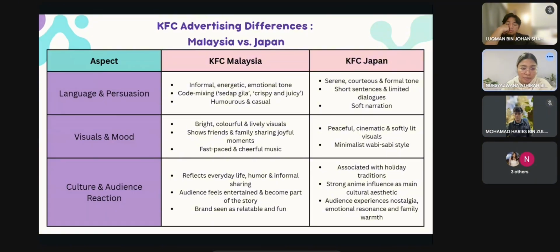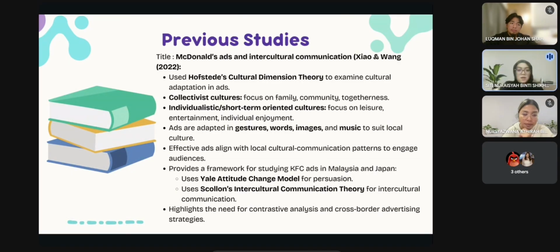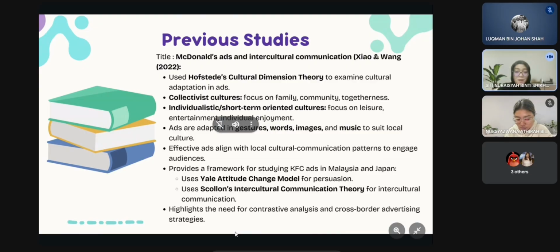So next, the next one is a review of the previous studies. Firstly, we look at the previous research conducted by Xiao and Wang in 2032, who studied McDonald's advertisements from an intercultural communication perspective. Their study applied Hofstede's cultural dimension theory to examine how advertisements are adapted to fit local cultures rather than being simple translation.